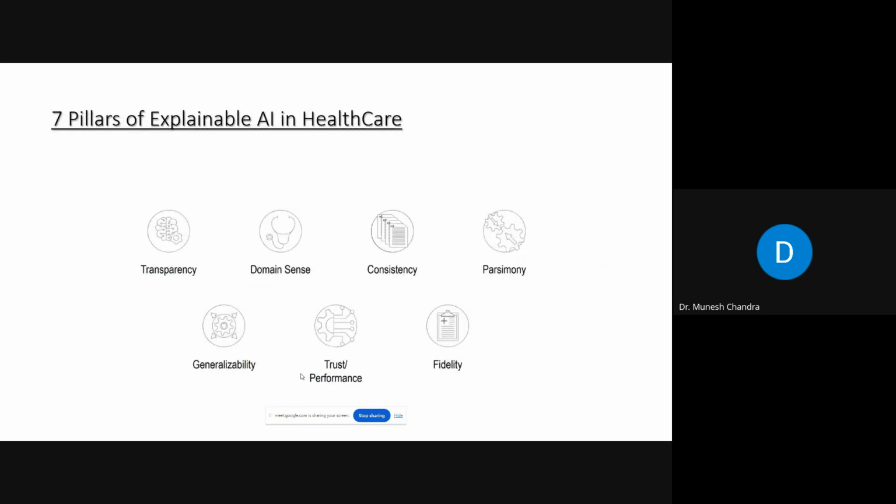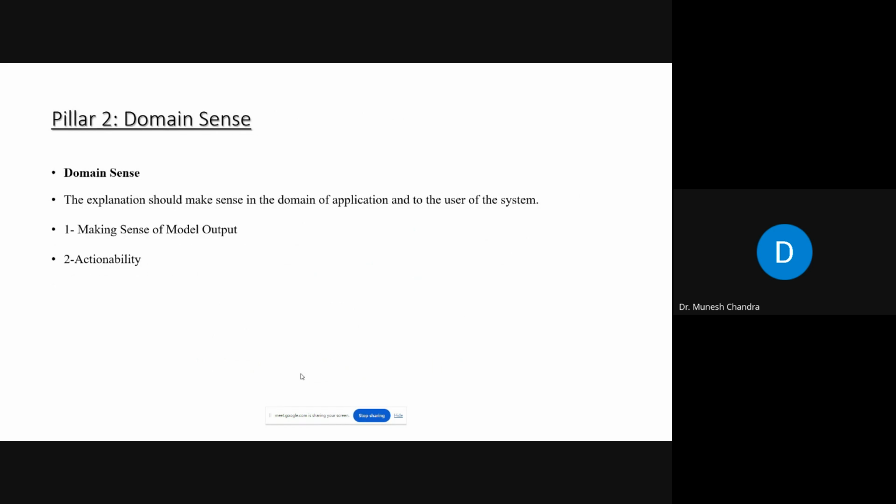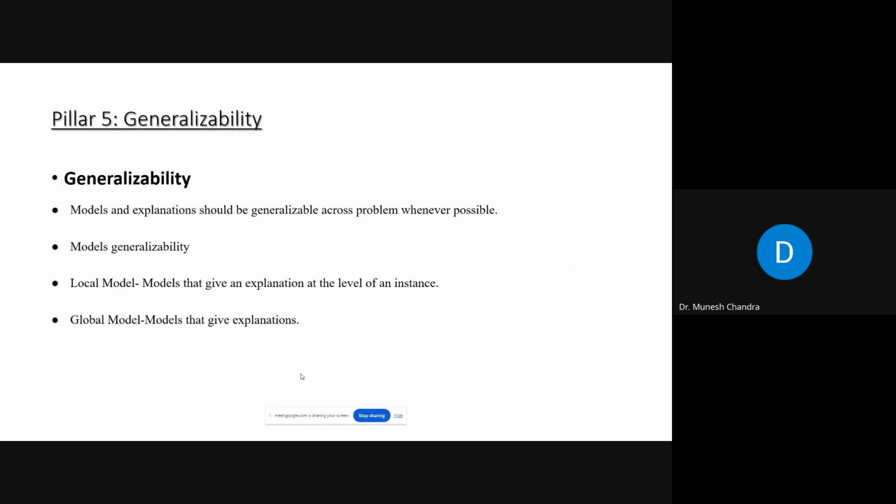The second pillar of XAI in healthcare is that it gives the most transparency in comparison to the normal AI concept. Machine learning and deep learning are all AI concepts only, and XAI is the extended version with more features. Here domain sense is also there, consistency is also there, generalizability is also there, and trust and performance are increased in comparison to normal AI. So these are certain pillars used in XAI.